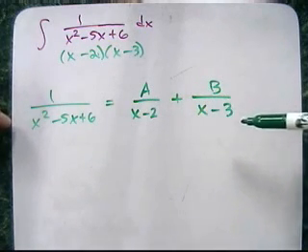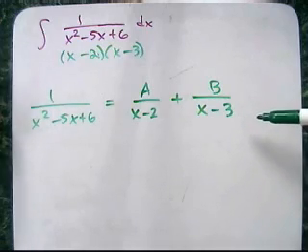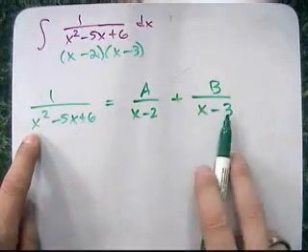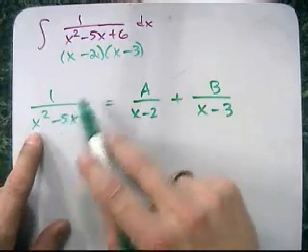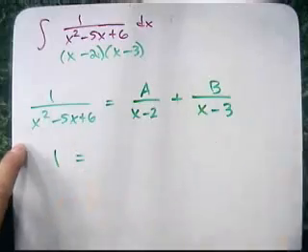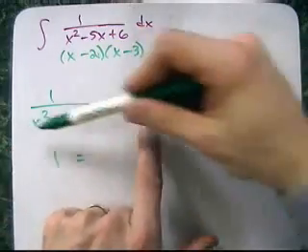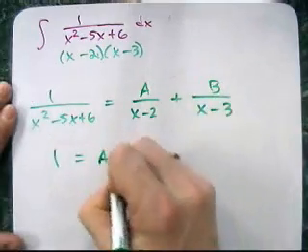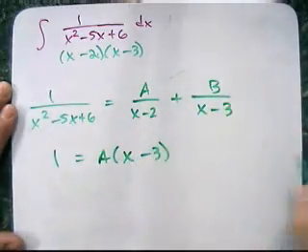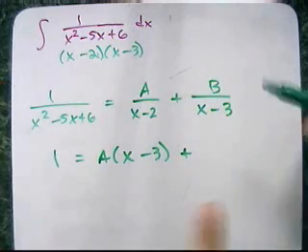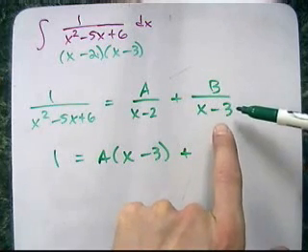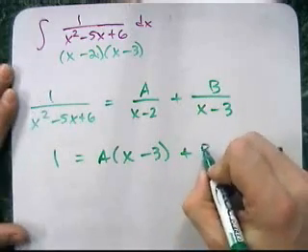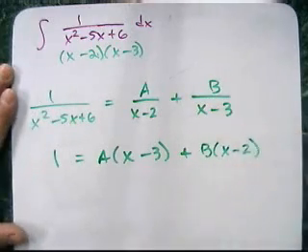Now it's a little tricky, but let's say you multiplied everything by the common denominator. The common denominator is this right here. So if I multiply everything by that, all that's left is 1. So I'd have 1 equals. Over here, if I multiply by this common denominator, I'd be left with a times x minus 3. Plus, multiply this by the common denominator, which is basically both of them. The x minus 3 cancels. I'm left with b and then x minus 2.